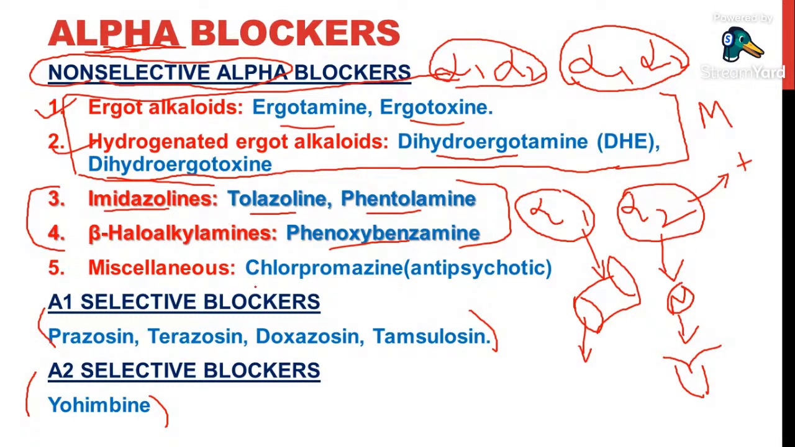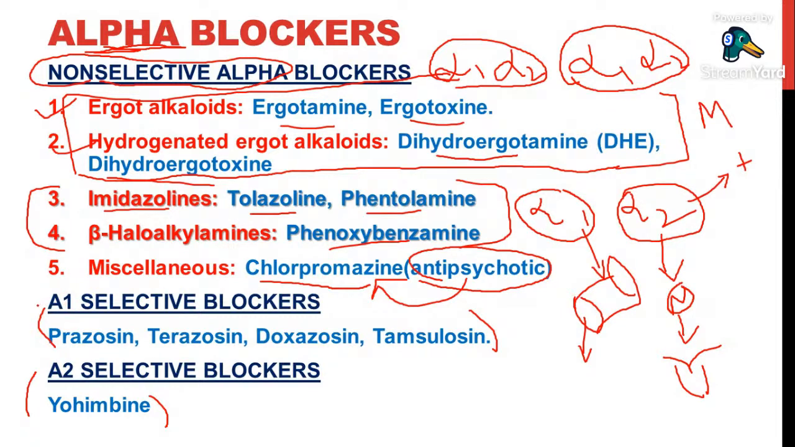And we have some other drugs, actually chlorpromazine. This chlorpromazine is also an alpha blocker, but it's mainly studied under antipsychotic drugs. Along with antipsychotic activity, chlorpromazine also has alpha blocking activity. Anyways, about these drugs we'll study in later classes. So imidazolines and beta haloalkylamines are the drugs which are non-specific or non-selective alpha blockers.